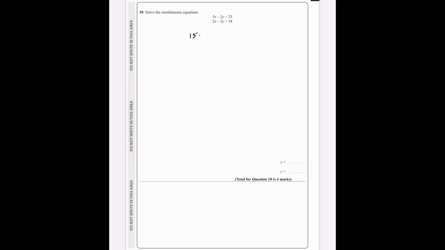Simultaneous equations. I'm using the elimination method here. I've decided to eliminate y's. I figured that might have slightly smaller numbers. If you eliminated x's, you'd have to multiply the top equation by 2 and the bottom equation by 5. You can get some numbers in the hundreds. It'll still work if you do it correctly.